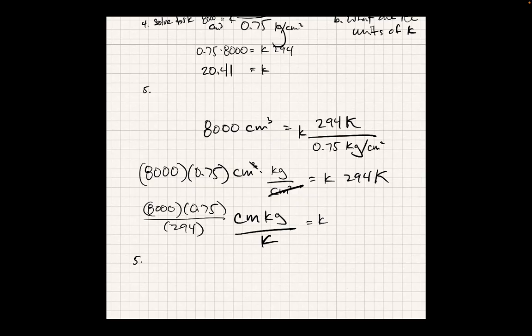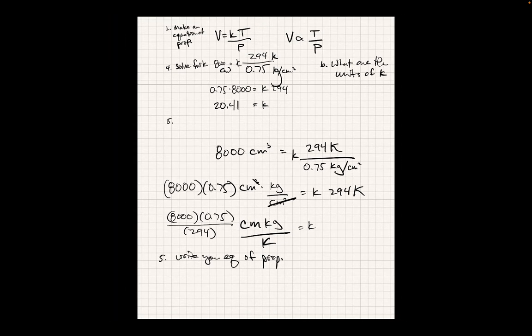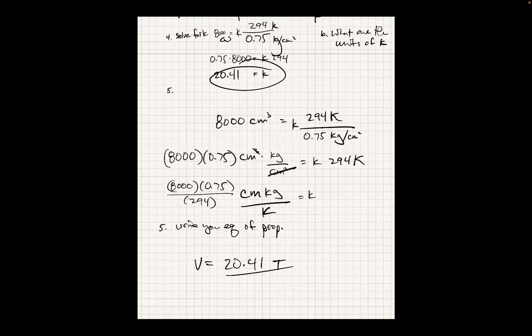What's step 5? Step 5 is write your equation of proportionality, now that we have a K. So what is my equation of proportionality in general? V equals 20.41, which came from up here, whatever the units are, centimeters. We'll just skip it for now. T times T over P. And if part A said write my equation of proportionality, there you go.